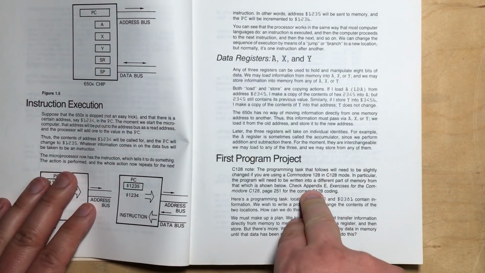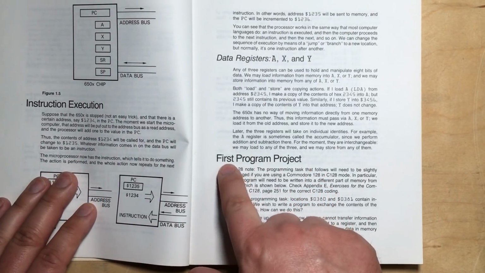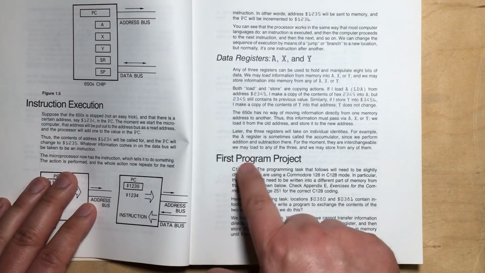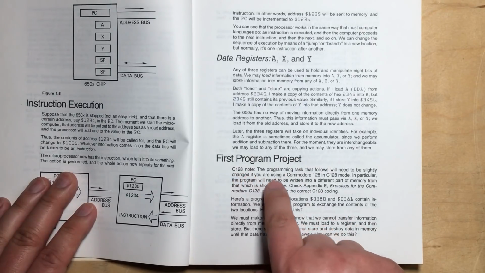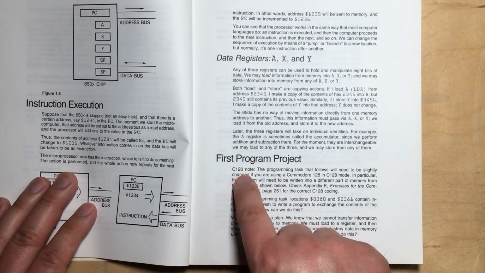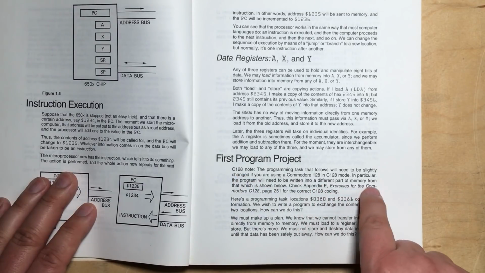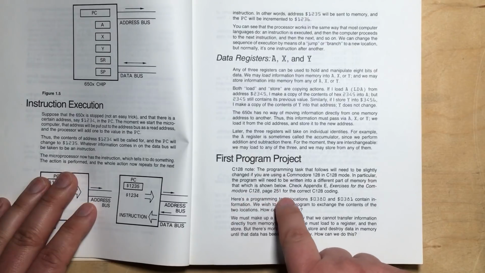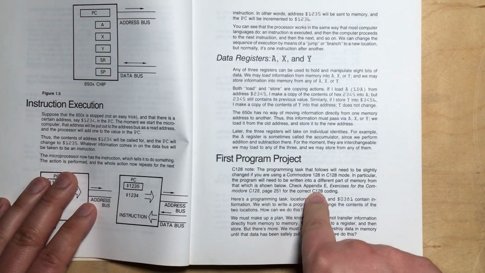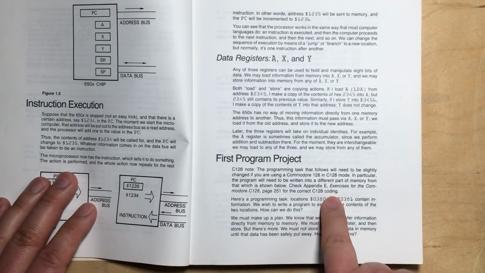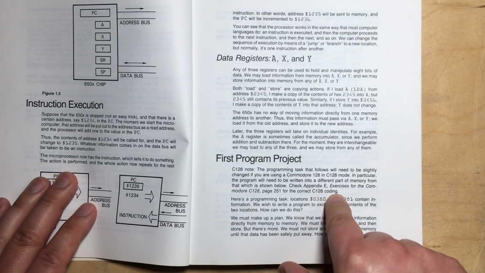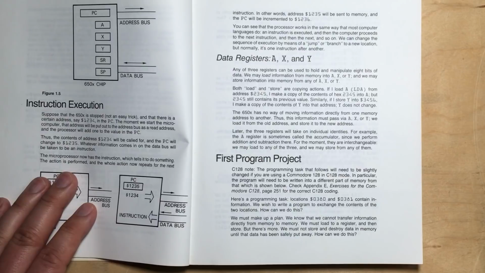Now, this is what's kind of unfortunate about this book. We're going to get into the first program project, C128 note. Almost every time it just has this little foreword about how you have to check Appendix E, exercises for the Commodore C128, for the correct C128 coding. That's a phrase that he uses frequently, to use the correct coding. And that isn't a way I hear anybody else speaking nowadays, but hey, Jim was there first.